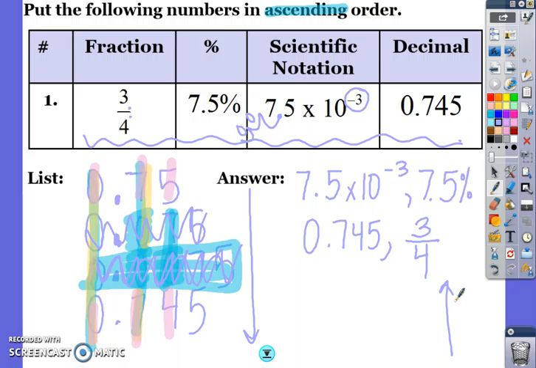Okay, so that's all I have for ordering numbers. Put them as decimals. You can even make them all percents if you want, if you know how to do that. And then stack them to see which one's the biggest or smallest depending on what you're saying or what it's asking. Okay?